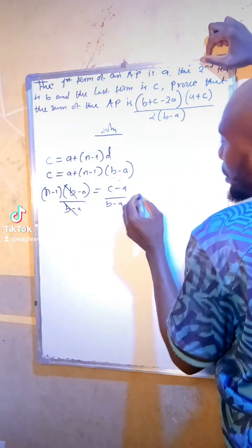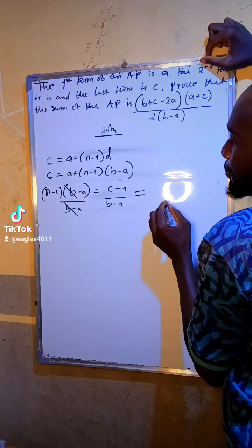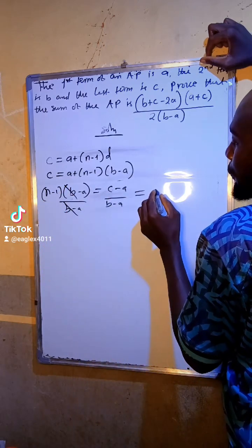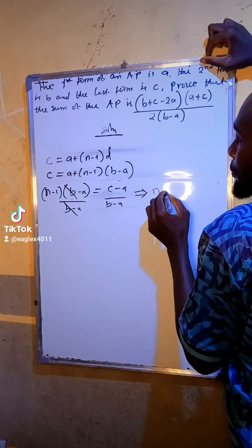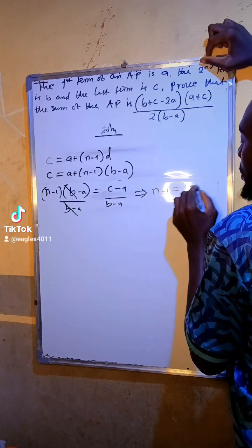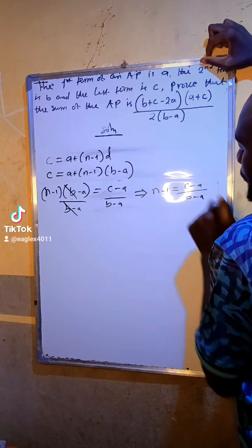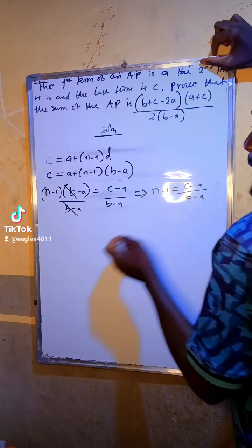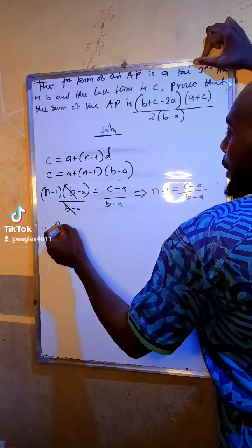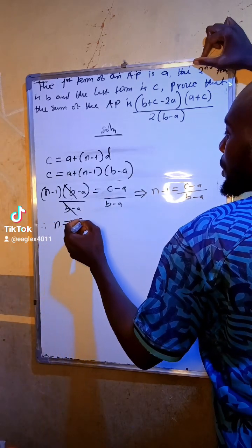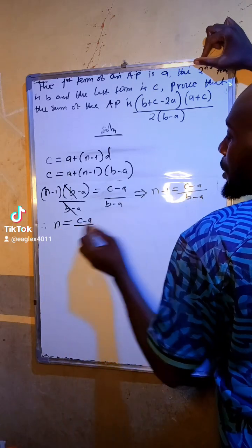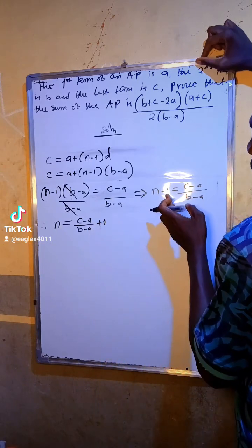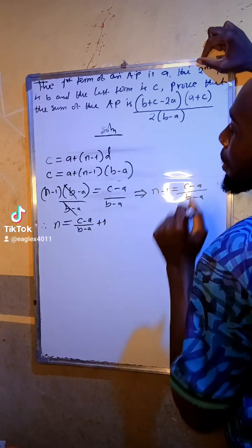This one will cancel this one, and we only have N minus 1 is equal to C minus A over B minus A. If we take this 1 to this side, it will become positive. Therefore, our N is equal to C minus A divided by B minus A plus 1. That is, we take our 1 to this side, and it gives us this.